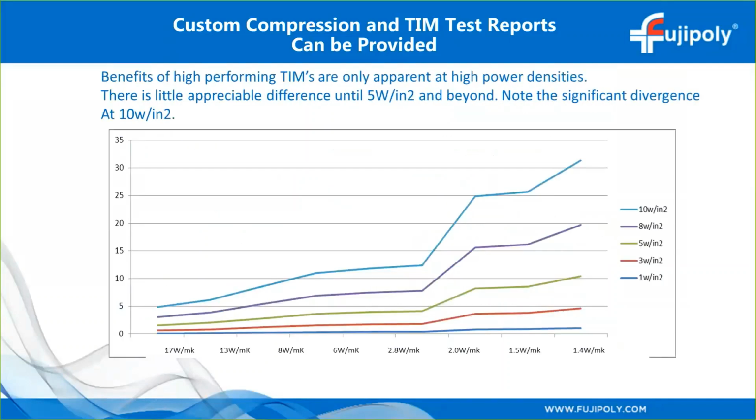Now, the benefits of high-performing TIMs are only apparent at high power densities, but there's actually little appreciable difference until 5 watts per inch square and beyond. And then you'll note as you get towards 10 watts per inch square, it makes a big difference what conductivity the material that you're using.